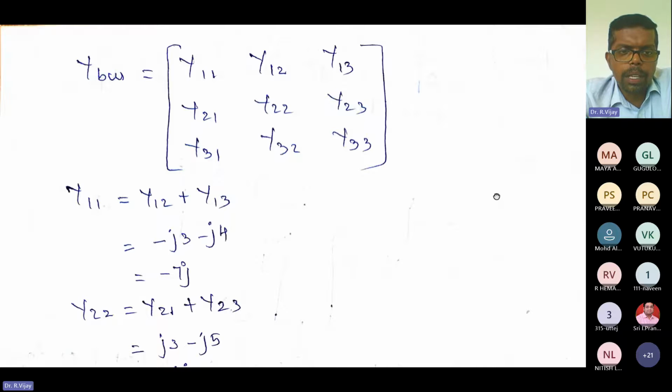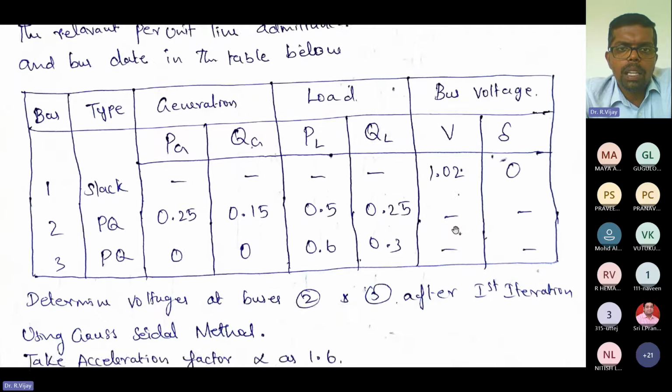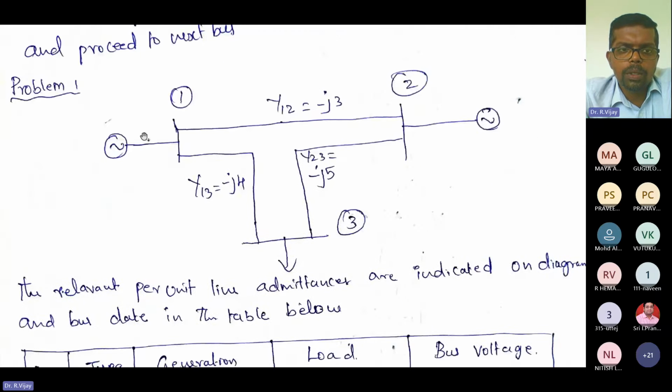So what is Y11? All the admittances coming to this bus 1, you need to add. Simply two admittances are coming here, so minus 4J plus minus 3J, that you need to add. That is Y11. Similarly, Y22: here you see two elements are coming to bus number 2, Y12 plus Y23, that is minus 3J minus 5J, that you need to add.